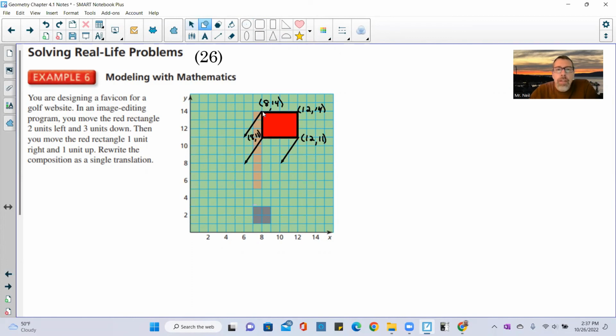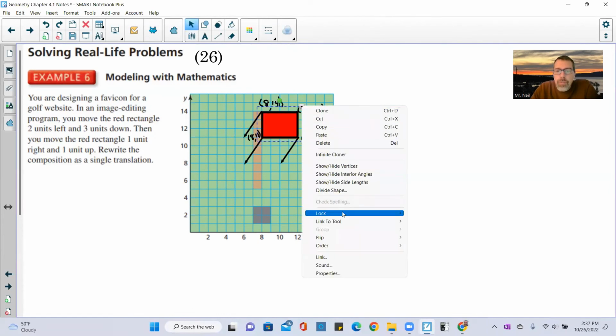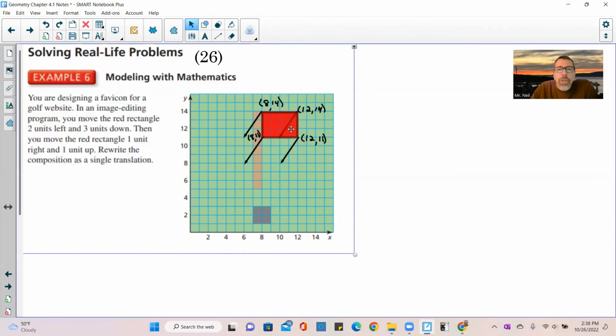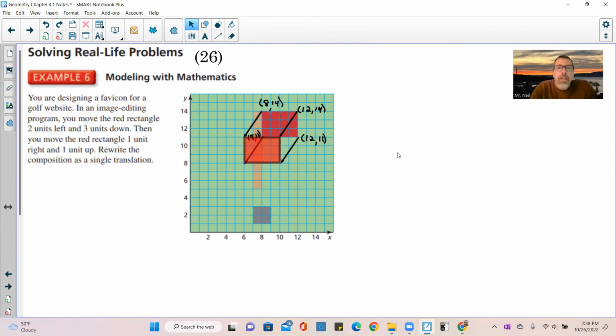Okay, and let me change the background. We can see the grid. Let me just make it a little bit transparent. There we go. That's good right there. Okay, so what we did was we took this new rectangle and we moved it left 2, down 3. And it ended up at the end of all my vectors. Okay, so there's my first move.